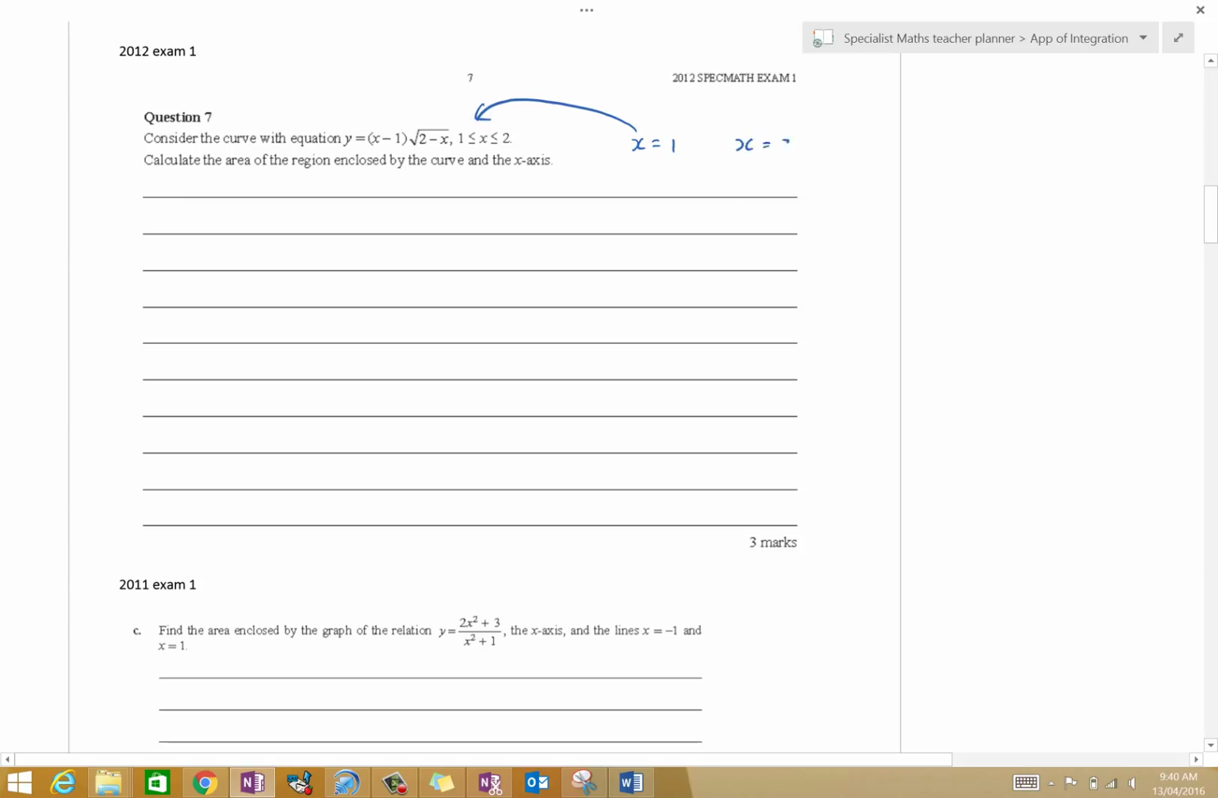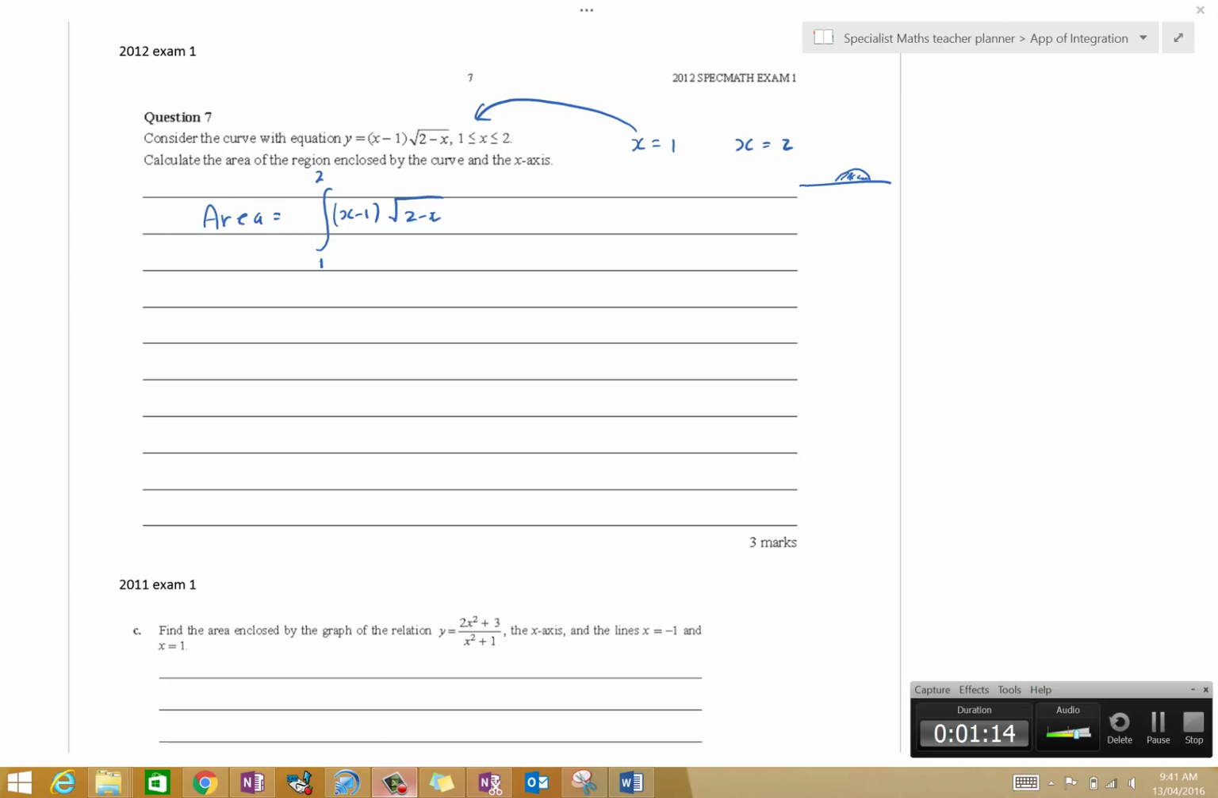and I throw in x equals 2, if I throw in x equals 1, I'm going to get a y-coordinate of 0. Same thing for 2. And if I throw in a number like 1.5, I'm going to get a positive value. As it turns out, I know that the curve is going to be positive. I don't know what it looks like, but it's going to be positive, which means that we have positive area, so I can just write that the area is equal to the integral from 1 to 2 of (x minus 1) times the square root of (2 minus x).